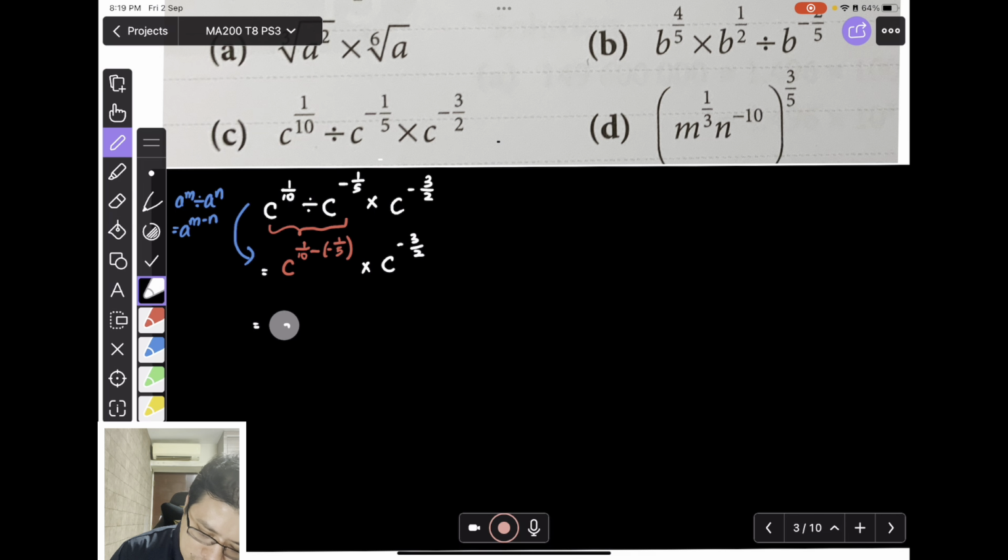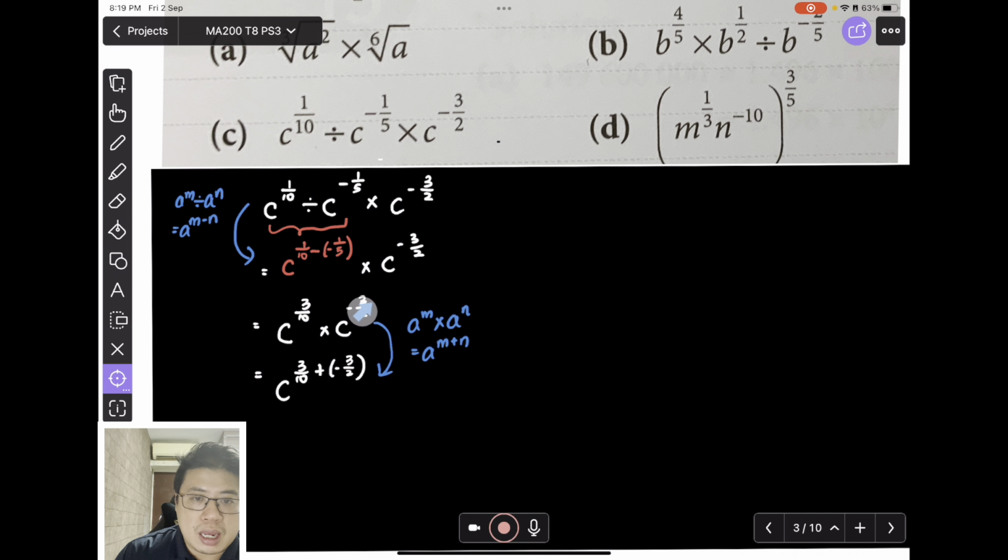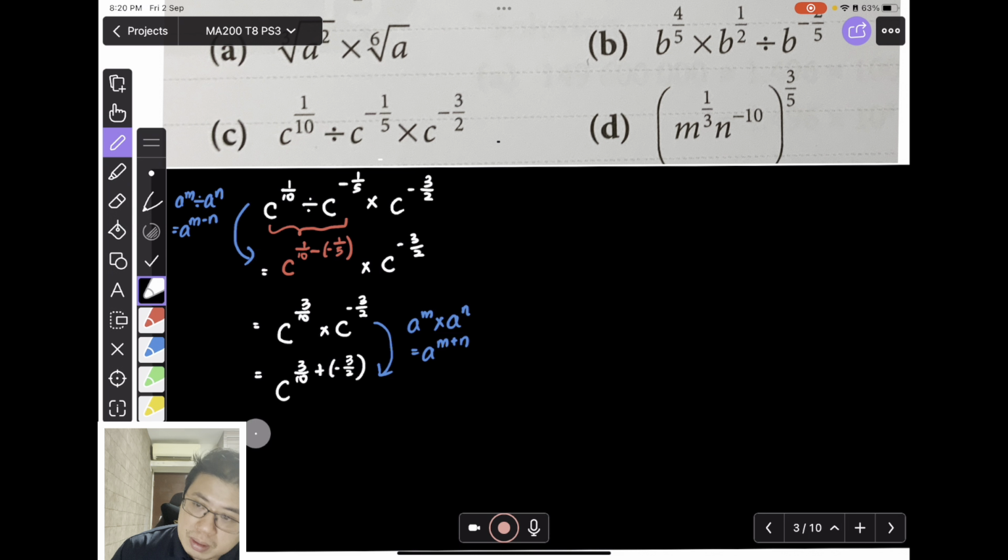So this will give me c to the power 1 over 10 plus 1 over 5. 1 over 10 plus 1 over 5 is the same as 3 over 10. Multiply by c to the power negative 3 over 2. Again, this is the same as c to the power 3 over 10 added with negative 3 over 2. Same law of indices over here, the product law: a power m times a power n is a power m plus n. So that simplifies to give me my answer. My answer would just be equal to c to the power of negative 6 over 5.